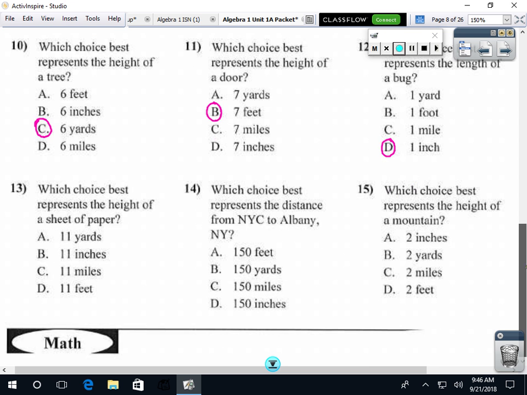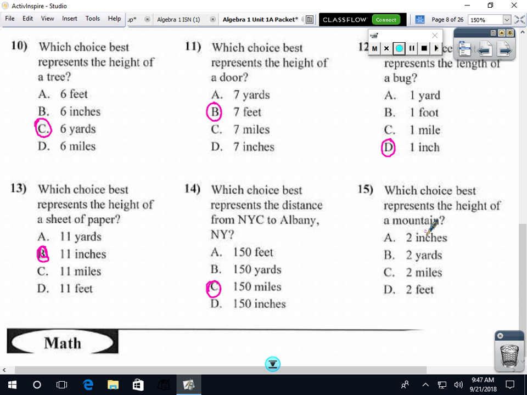And then number 13. Which choice best represents the height of a sheet of paper? 11 yards, 11 inches, 11 miles, 11 feet. Right? Number 14. Which choice best represents the distance from New York City to Albany, New York? 150 feet, 150 yards, 150 miles, 150 inches. Right, miles.